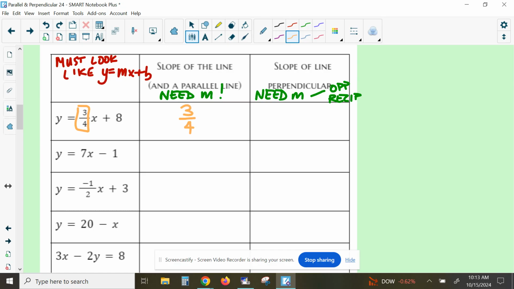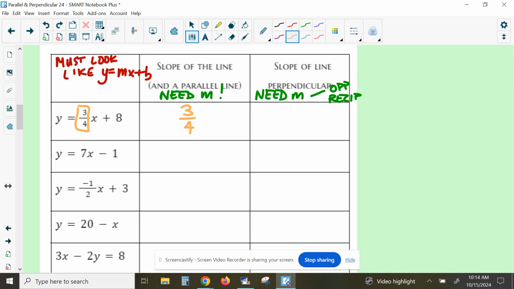That means I'm rising 3 and running 4. So is this graph increasing or decreasing? Is it going uphill or downhill? Uphill, because if I start here, I rise 3, run 4, and keep going that way. It's increasing from the left up to the right, correct? Because you always read graphs from this side.